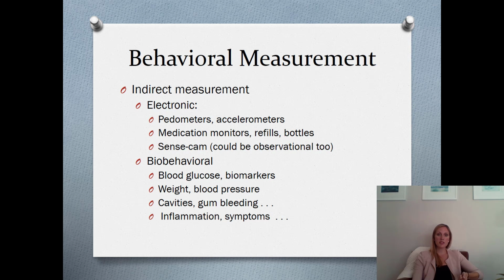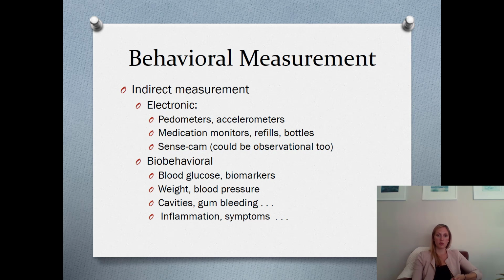There's these cool tools that you can put on medication, prescription bottles that measure each time the bottle is open and closed. That can help us quantify that. We can get something like the number of refills of medication or bottles used. There's the Sense Cam, which I've talked about before. So it's a camera that you wear around your neck, and this can also be used as an observational tool, and it takes pictures like every 10 seconds throughout the day.